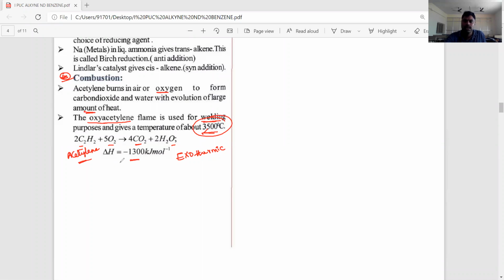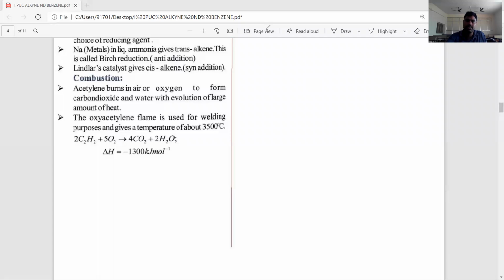Okay, this is the alkynes chapter. One more chemical property of alkynes is the polymerization process. Alkynes on linear polymerization give linear polymers. On cyclic polymerization, meaning you take three molecules of alkyne, we get benzene and its derivatives. That method we will discuss in the preparation of benzene.